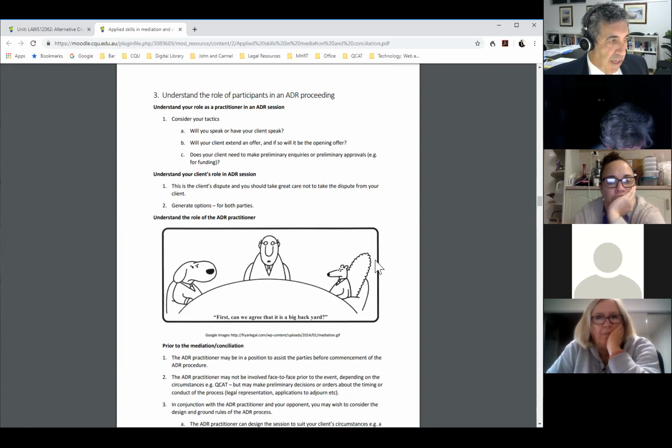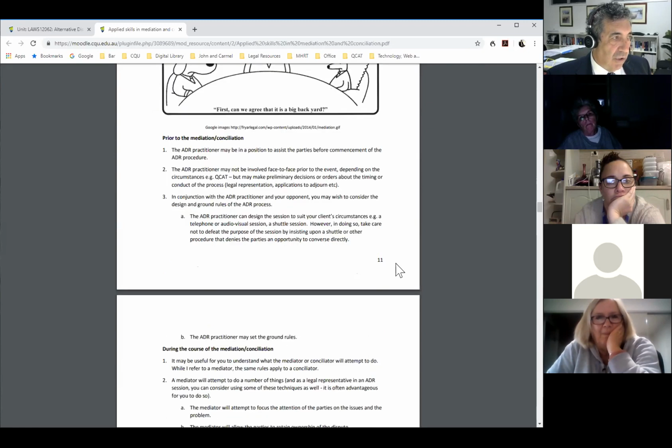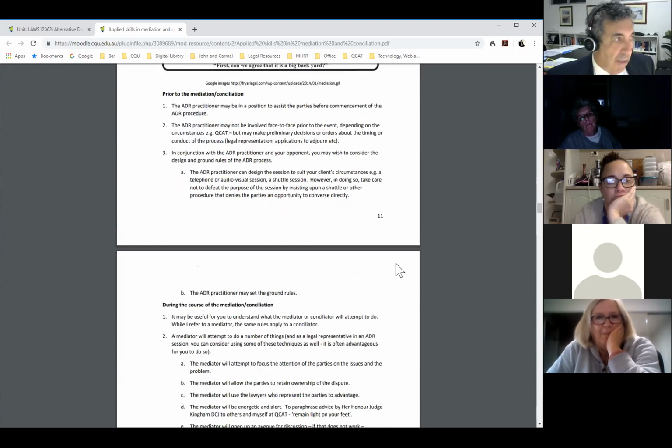Understand the role of the ADR practitioner. So this is you for the first assessment. And you can see there the cartoon, the caption. First, can we agree that this is a big backyard? So looking for consensus is a very common way that mediators try to break into some meaningful dialogue and have parties make concessions.